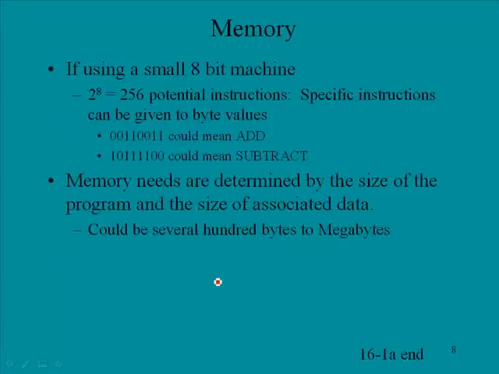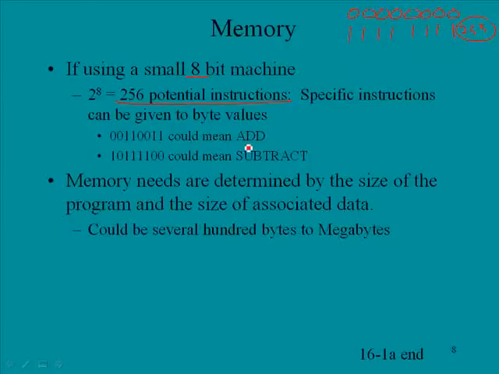Okay, memory. If we're using a small 8-bit machine, 2 to the 8th would give us 256 potential instructions. And the idea is that we have 1, 2, 3, 4, 5, 6, 7, 8 bits. That would be 0, and then all ones would be 255. Between 0 and 255, we have 256 values, and each of those could represent an instruction. So an 8-bit machine could have a potential of 256 instructions.